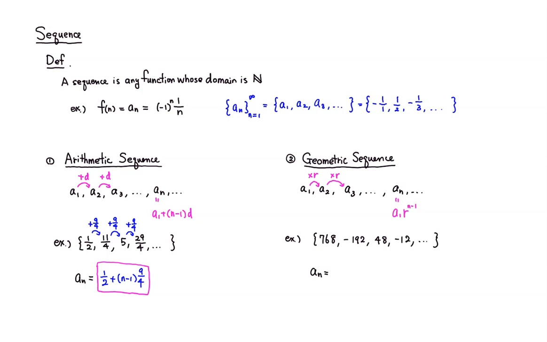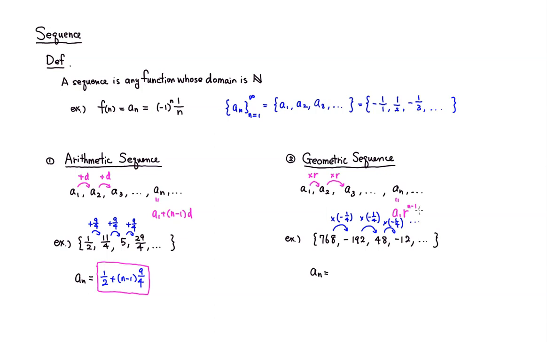Here's the next example. To go from 768 to negative 192, it has to be a negative number we multiply by. It looks like a quarter of 768 is 192, so you multiply by negative 1/4. If you multiply negative 192 by negative 1/4, you get positive 48. If you multiply 48 by negative 1/4, you get negative 12, and so on.